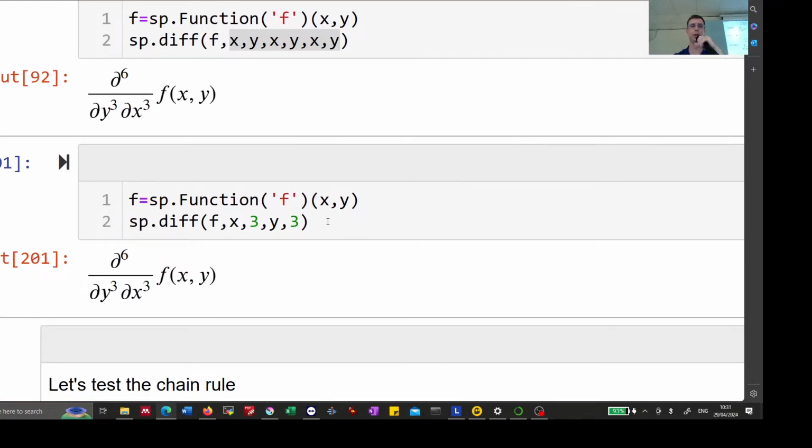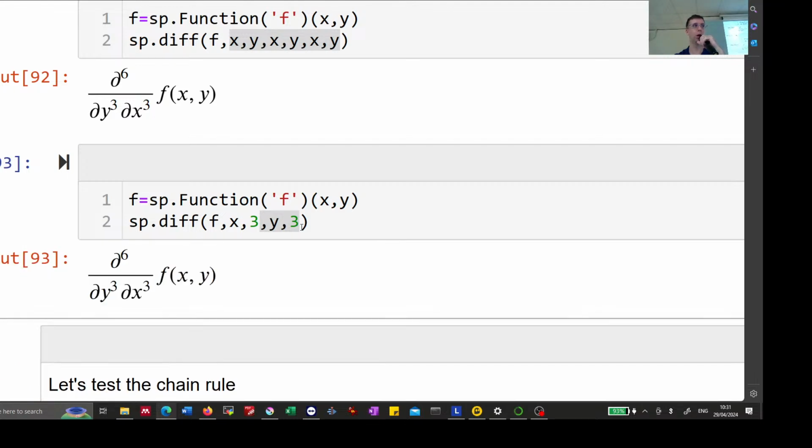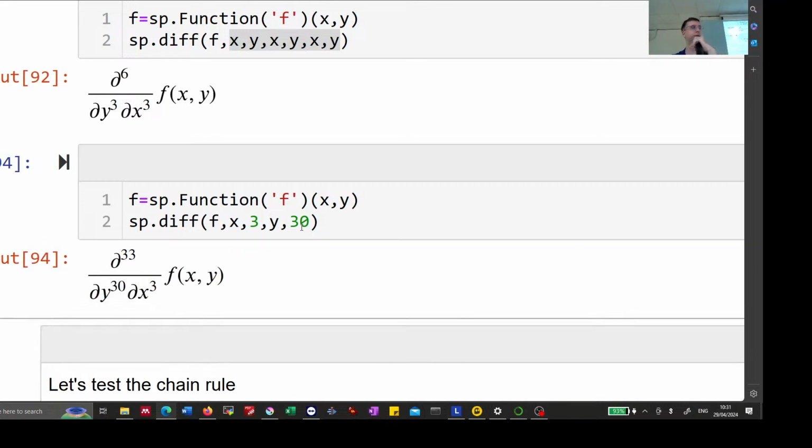Okay. To make it a little bit easier, there's another notation possible. So x3, y3 would be that you take 3 times the derivative with respect to x and 3 times with respect to y. You can also put 30 here. Then it would be 30 times the derivative with respect to y. So far, so good.